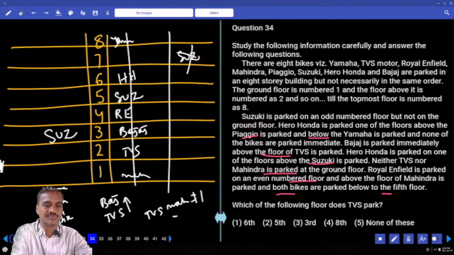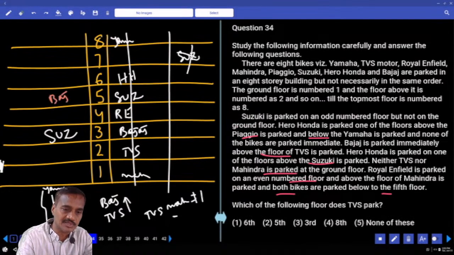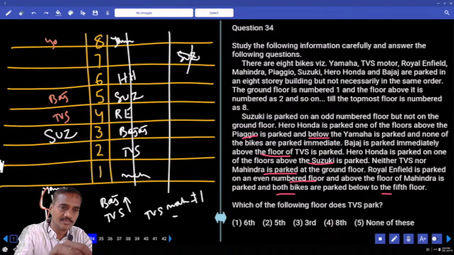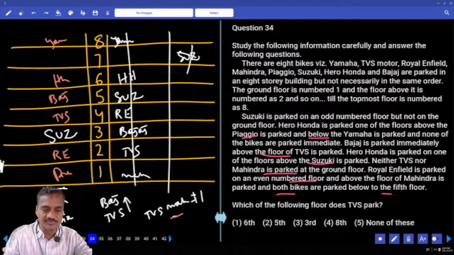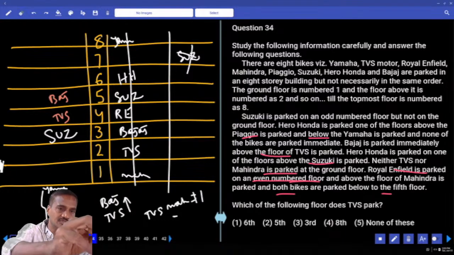Then let us check out the possibilities for this Bajaj and TVS. If you have Bajaj and TVS here, with Yamaha, Hero Honda and Piaggio, is it possible? Yamaha must be here, and Hero Honda here. Royal Enfield must be on an even numbered floor. Which information is invalid? Royal Enfield is parked on an even floor above the floor of Mahindra. Not possible. Clear? This is ruled out as of now.